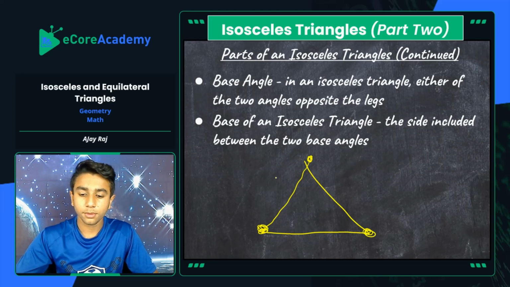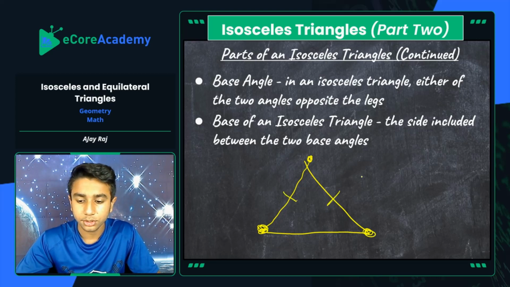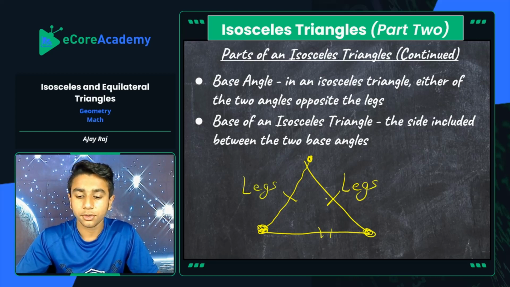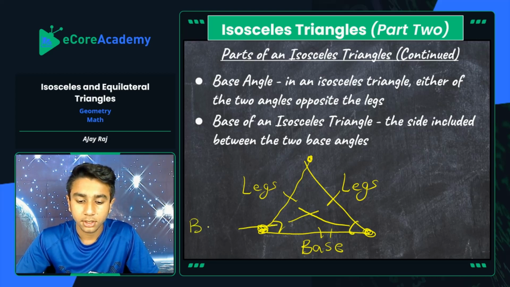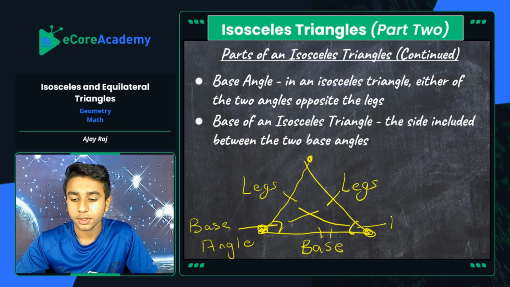So if you look here, we have these two that will be congruent. So these two will be our legs, congruent sides of this isosceles triangle. This is the non-congruent side, so this will be our base, the third side of the triangle, and then we have two angles here. And as you can see here, they're completely opposite from each of the legs. So these would be your base angles. So I'll write that here, base angle, and base angle here.